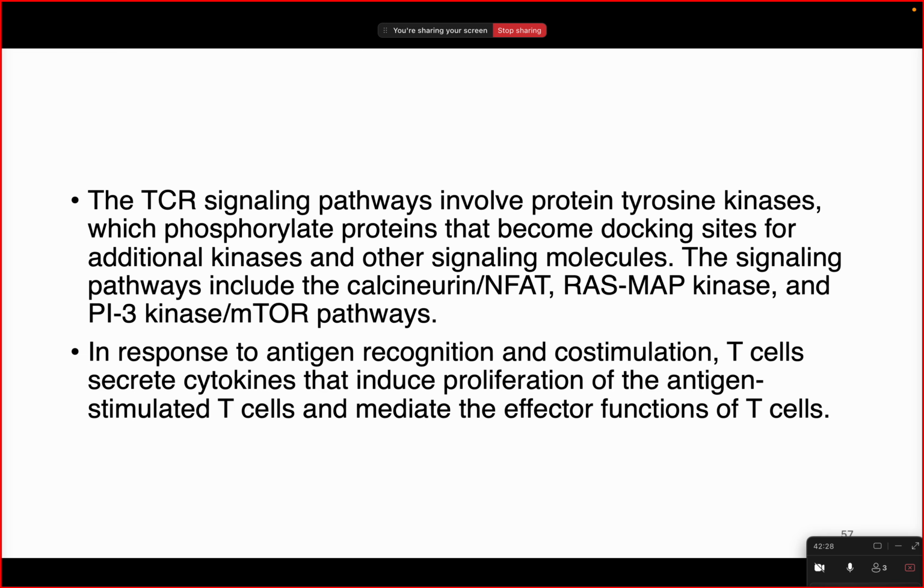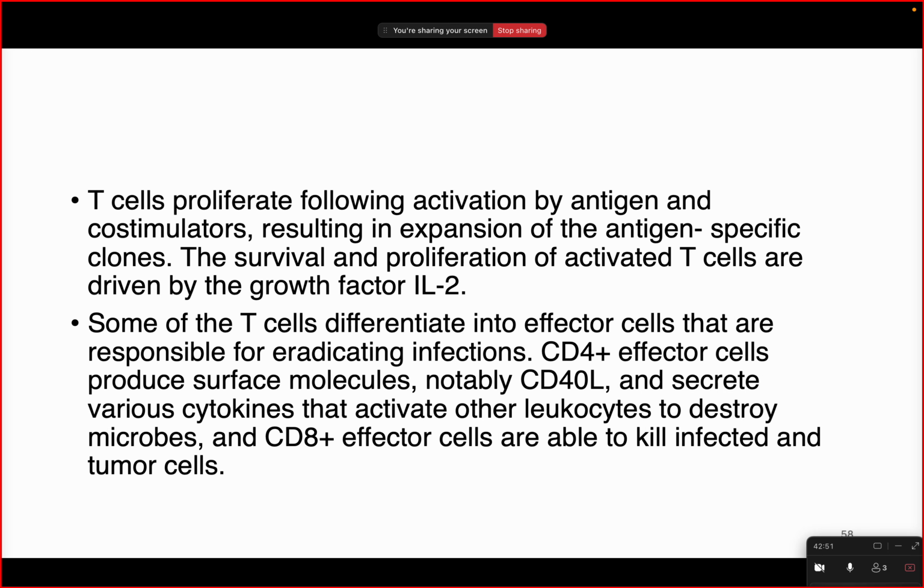The TCR signaling pathways involve protein tyrosine kinases, which phosphorylate proteins that become docking sites for additional kinases and other signaling molecules. In response to antigen recognition and co-stimulation, T cells secrete cytokines that induce proliferation of the antigen-stimulated T cells and mediate the effector function of T cells. T cells proliferate following activation by antigen and co-stimulators, resulting in expansion of the antigen-specific clones, because we need more of such cells. Some of the T cells differentiate into effector cells that are responsible for eradicating infections.